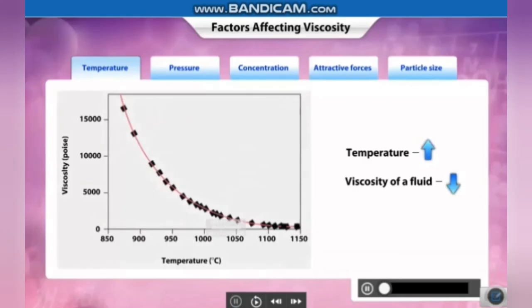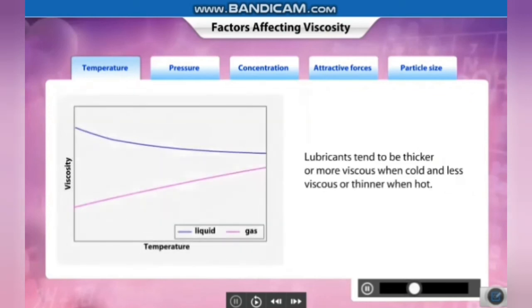Temperature. Viscosity of a liquid decreases with increase in temperature and vice versa. The viscosity of a fluid decreases because as the temperature increases, the kinetic energy of the molecules is more, and so they can move easily. Lubricants tend to be thicker or more viscous when cold and less viscous or thinner when hot. Viscosity of a gas increases with increase in temperature.